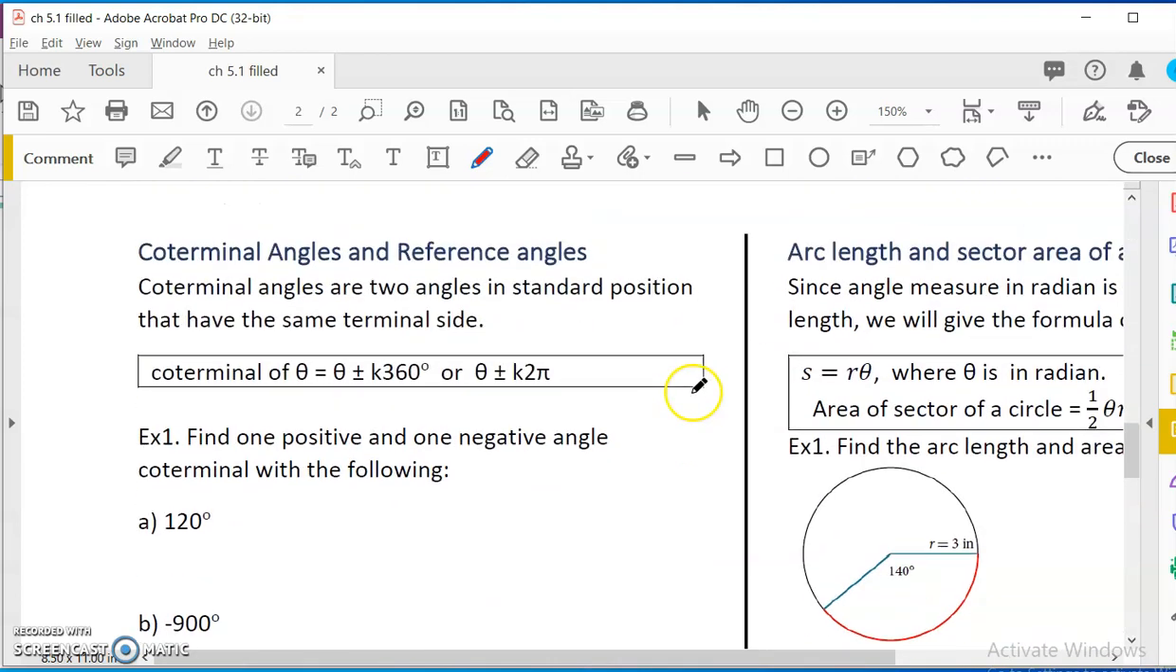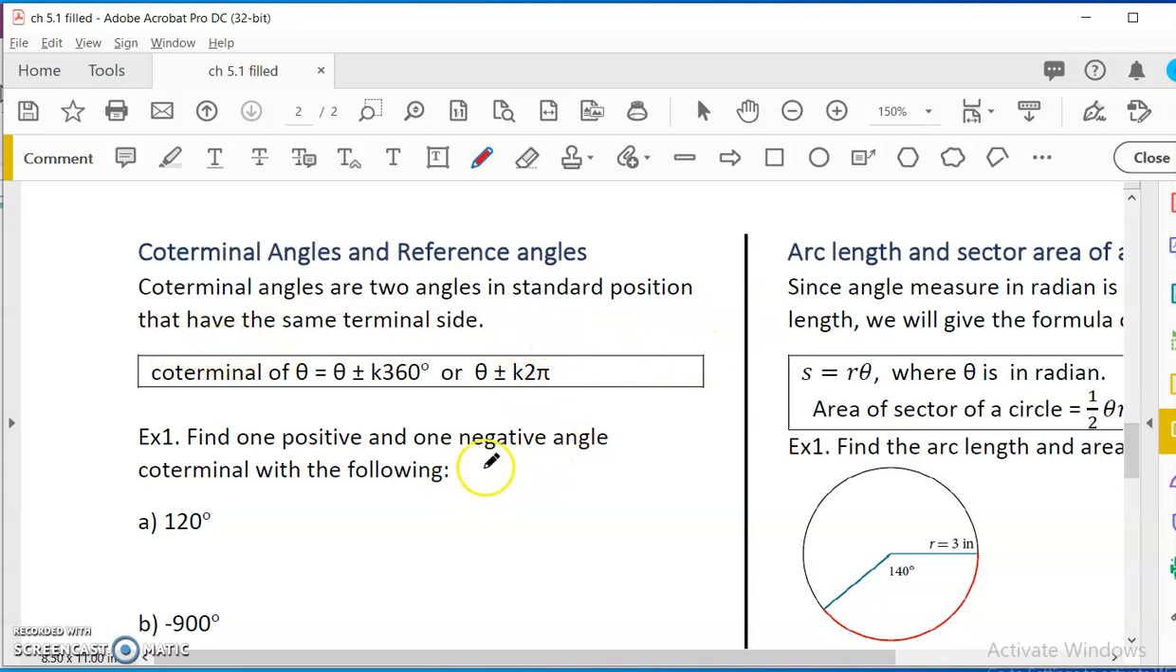The next topics that we're going to talk about in 5.1 are two concepts called coterminal angles and reference angle. Coterminal angles, you probably had some idea already, because when we sketch angles, you see that two angles may be different, but if they differ by 360, they actually share the same terminal side. So basically, they would be coterminal. Coterminal angles are two angles in standard position that have the same terminal side.